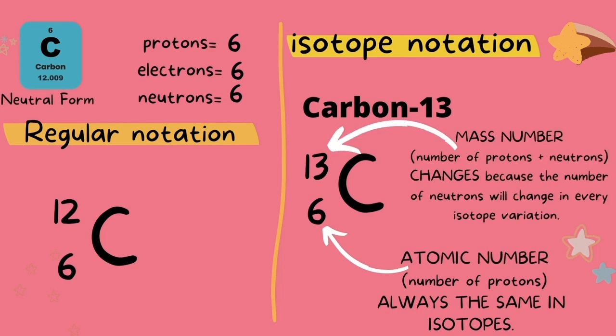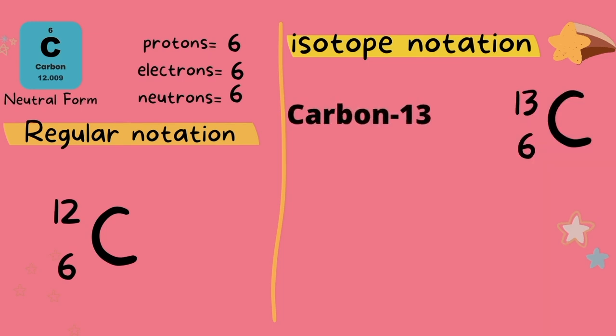Notice our mass number changes to 13. What influences the mass number? The number of protons and neutrons, right? So if the number of protons didn't change, that means that the number of neutrons in this atom did change. So remember, 2 ways of writing an isotope.